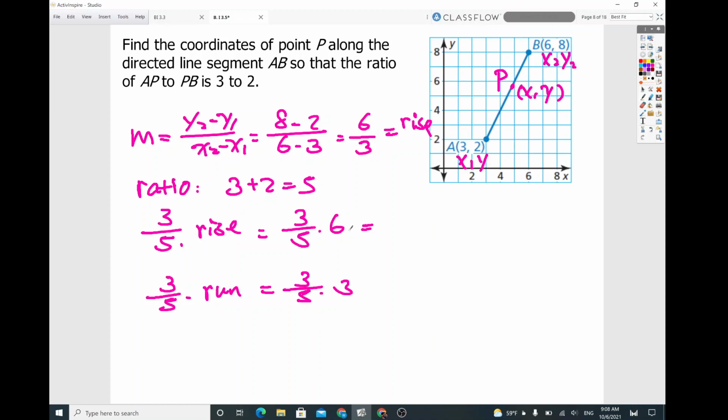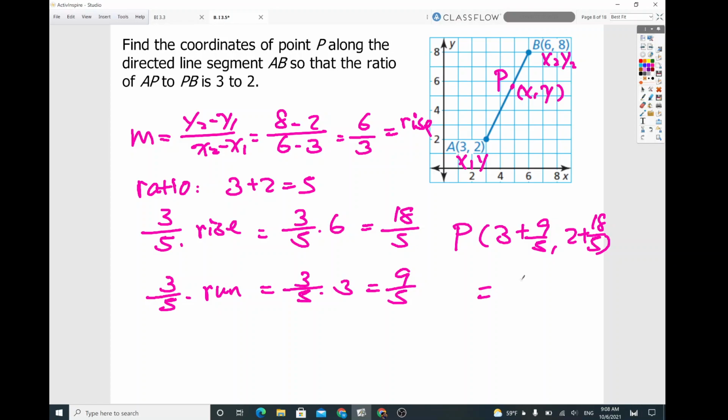So 3/5 times 6 is 18 over 5, and then 3/5 times 3 is 9 over 5. From point A, we just count rise over run. So point P is 3 plus the run, which is 9 over 5, and for 2, we add 18 over 5. Again, the run is just the change of the x value, and the rise is the change of the y value. So just add those numbers correspondingly.